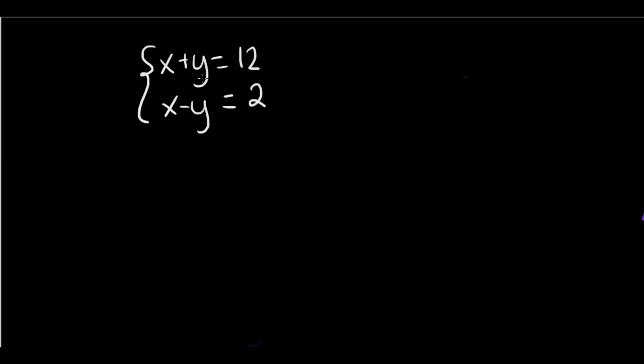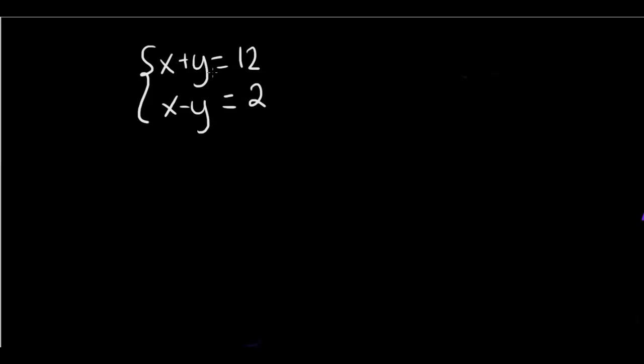Okay, now we're going to learn how to solve, or review how to solve, systems by using the method of elimination. Let's say that I have x plus y equals 12 and x minus y equals 2. When you are solving by eliminating, what you want to do is combine the lines to eliminate one of the variables.